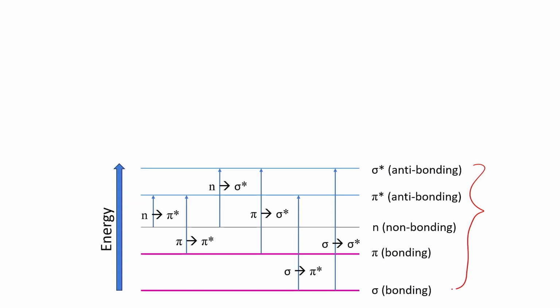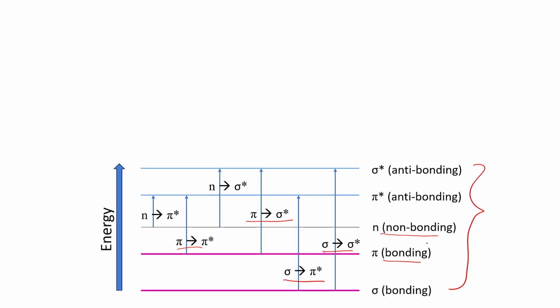So here a list of various transitions is given. Let us go from the bottom one. This is the sigma bonding. The electrons kept in the sigma bonding can undergo a couple of different types of excitation. The first one is sigma to pi star transition. The other one is sigma to sigma star transition. And if you look at the electrons kept in the pi bonding orbitals, they can undergo pi to pi star transition or pi to sigma star transition. So these are the 2 transitions possible.